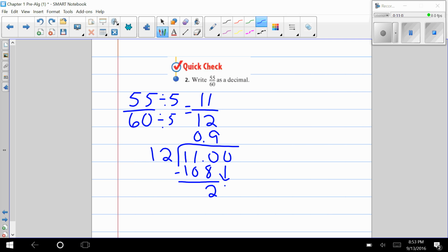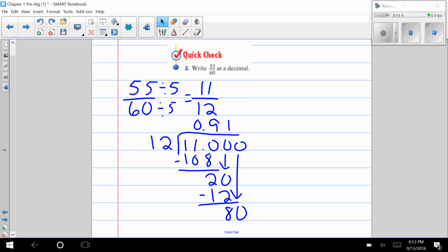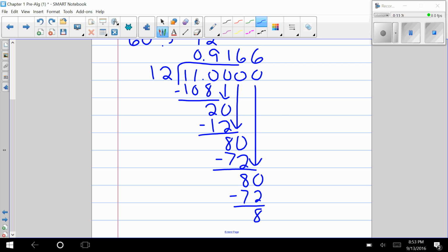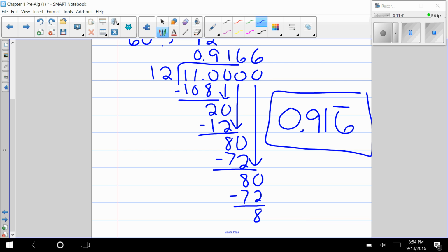Add a 0, bring it down. 12 goes into 20 once. I'm left with 8. Add a 0, bring it down. How many times does 12 go into 80? Well, I know that 12 goes into 72. So 6 times 12 makes 72. Left with 8. Add another 0, bring it down. Oh, 80 again. Let's go with 6 again. 72, subtract. I'm left with an 8. And at this point, you might notice that the 6 is going to repeat in my answer. So my answer is going to be 0.916 repeating.